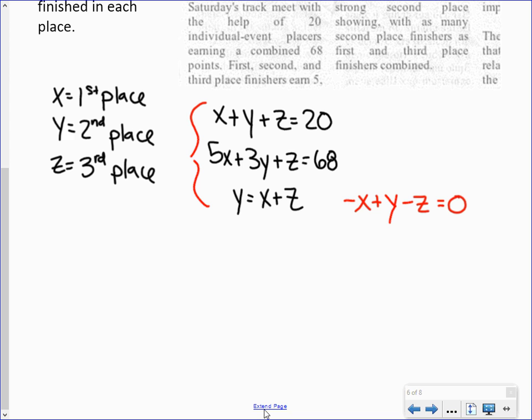Substitution. Describe to us how the substitution works. So I substitute the y equals x plus z into the first equation, the top one, and solve that, and that negative x equals 10 equals z.